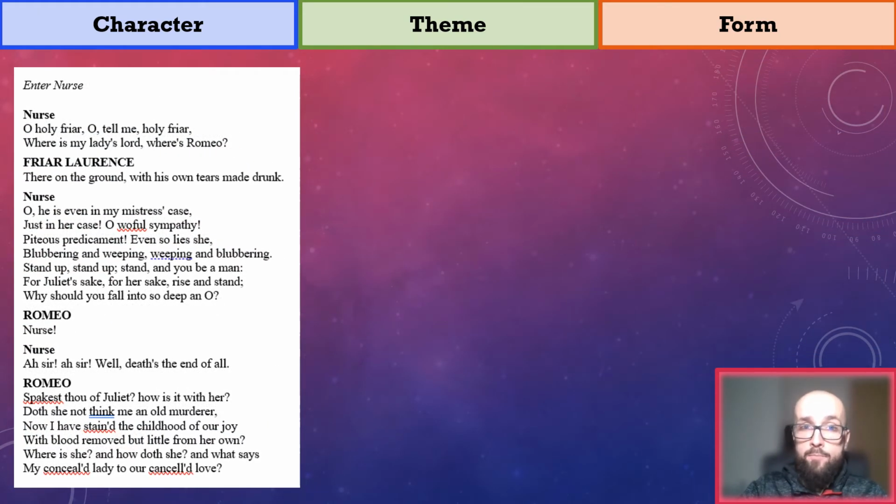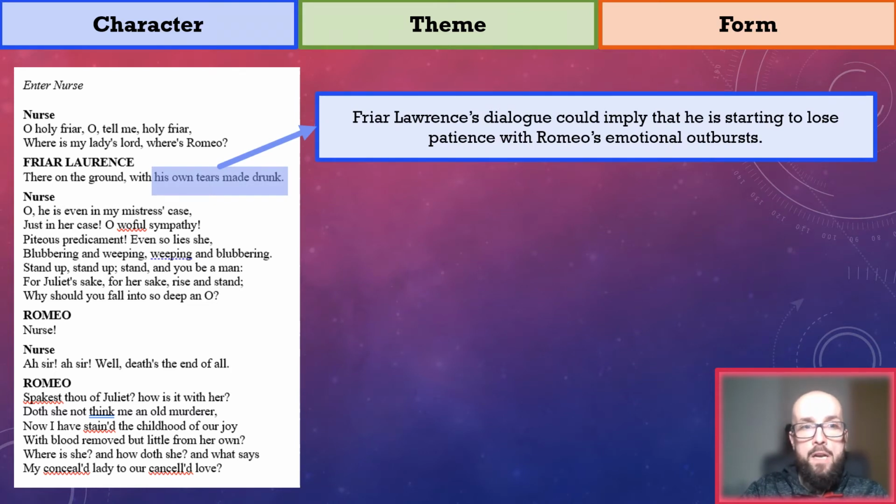Once she enters the scene properly, the nurse and Friar Lawrence converse briefly before Romeo interjects. When Friar Lawrence asserts that Romeo is on the ground with his own tears made drunk, Shakespeare may be implying that Friar Lawrence is starting to lose patience with Romeo's emotional outbursts, given that drunkenness is associated with foolish and irrational behaviour, whereas the possessive form of his own suggests that Friar Lawrence thinks that Romeo is solely responsible for his emotional state. Seeing Romeo's emotional irrationality, the nurse attempts to snap him to his senses.